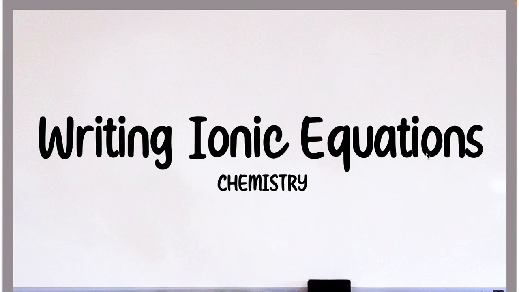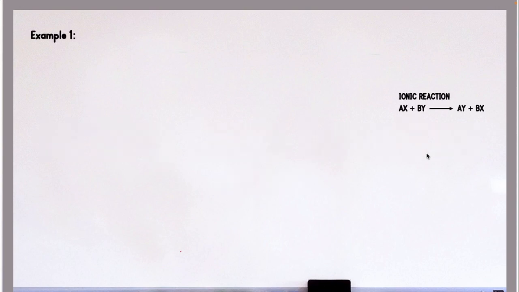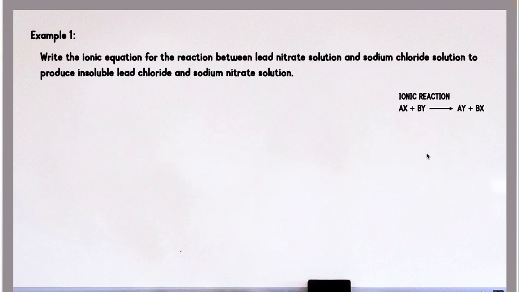Hi everyone, so today we'll be looking at writing ionic equations. So let's take a look at some examples. The first example is: write the ionic equation for the reaction between lead nitrate solution and sodium chloride solution to produce insoluble lead chloride and sodium nitrate solution.